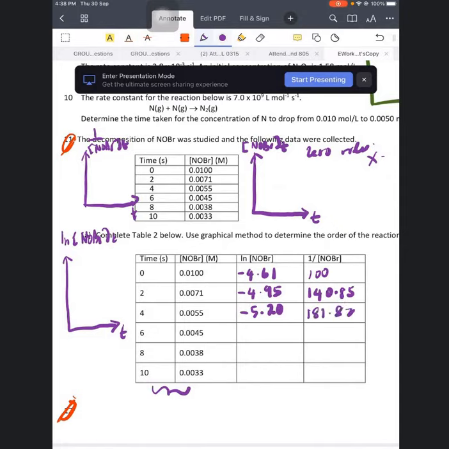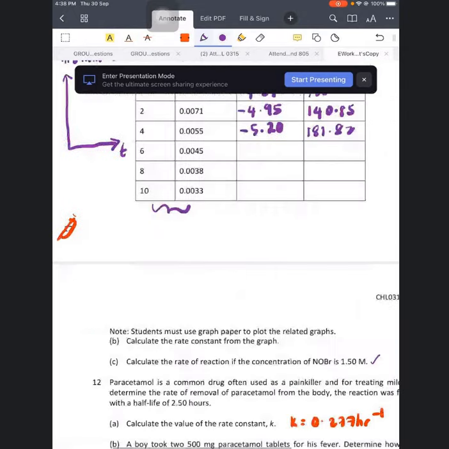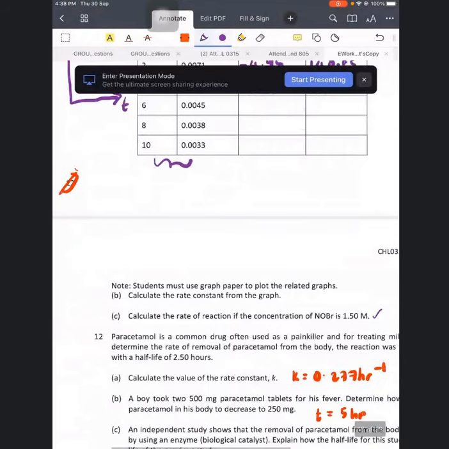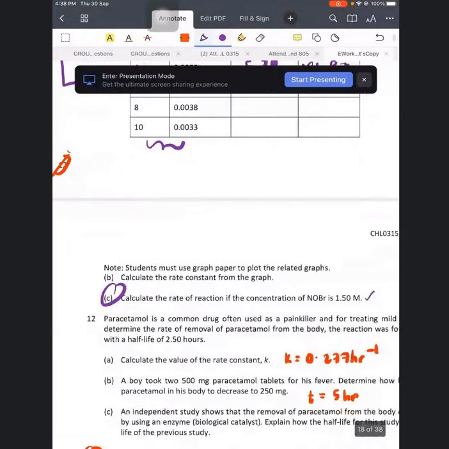So kena plot the graph. Okay, so daripada graph kita baru tahulah whether our reaction is zero, first or second order. So this is what we call as graphical method. Lepas tu baru boleh jawab soalan C ni. Daripada graph kita yang linear tu, kita boleh dapatkan rate constant. Sorry, not rate constant, tapi dia nak calculate the rate of reaction. Dia dah bagi concentration of NOBR, which is 1.5 molar. Okay. So first step kena plot the graph.